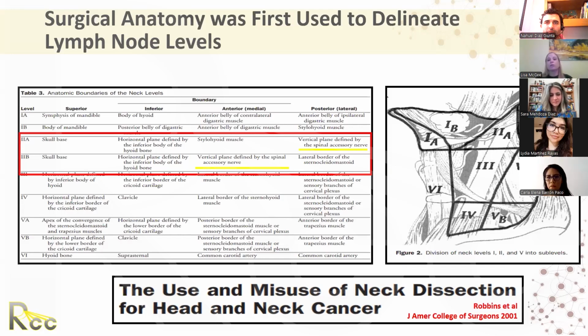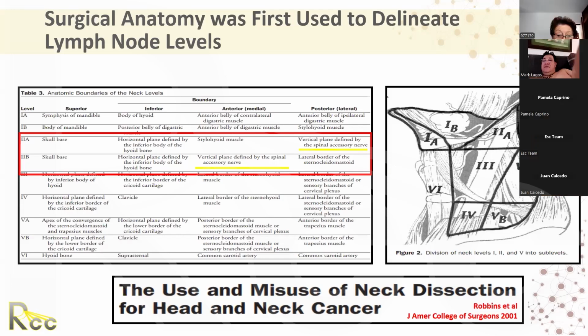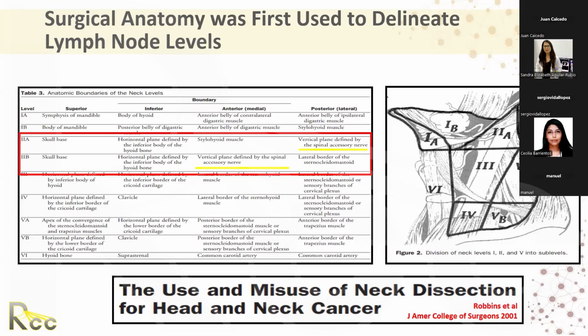So much earlier to this atlas that we're studying, that was published back in 2013, lymph node levels were first defined by surgical anatomy. When we look back to the early surgical anatomical definitions as per Robbins et al., level 2A and 2B were split by the spinal accessory nerve. So this created an anterior and a posterior aspect to cervical level 2 lymph nodes.